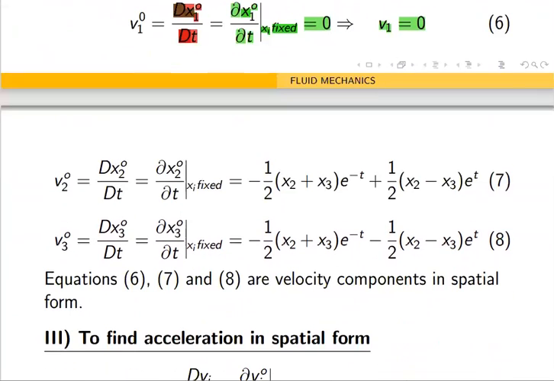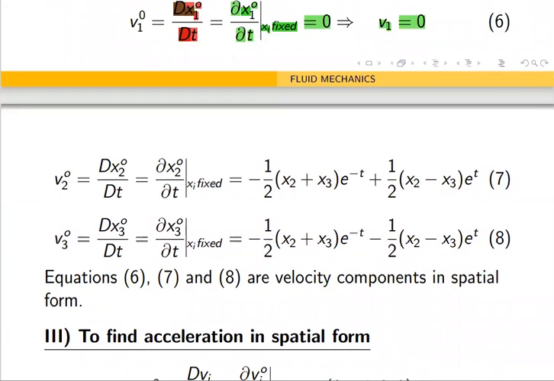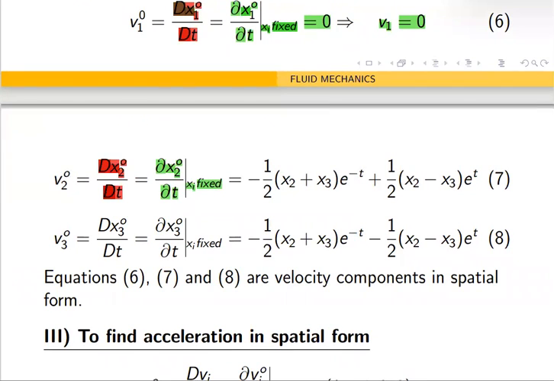Okay, we'll go to v2. So what is v2? ∂x2/∂t, with xi fixed. Okay, this notation I should not write. So this is correct, the green one is correct. So next, that is equal to, now go to x2 naught.